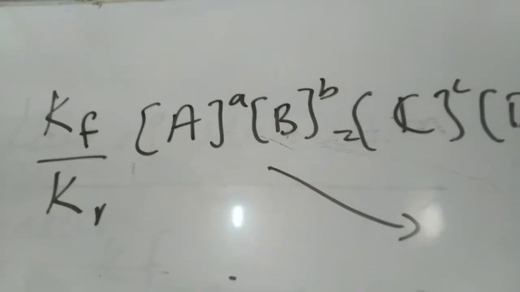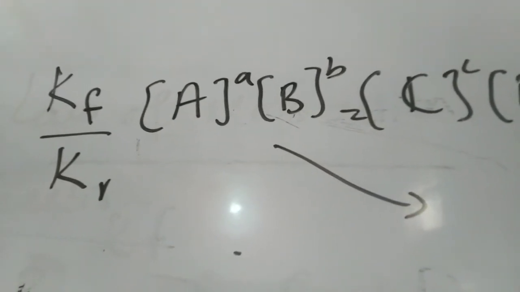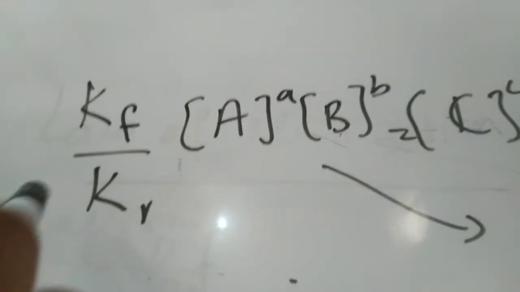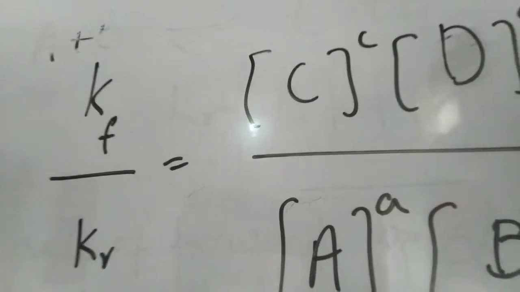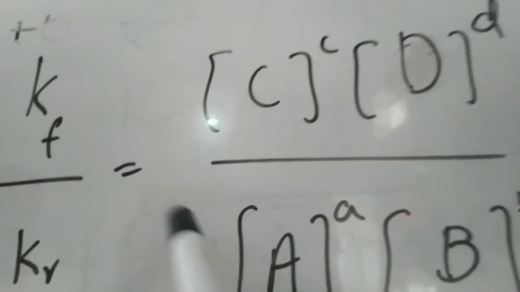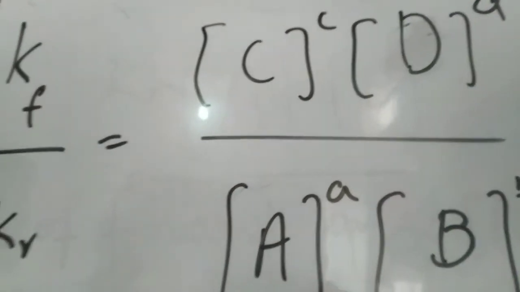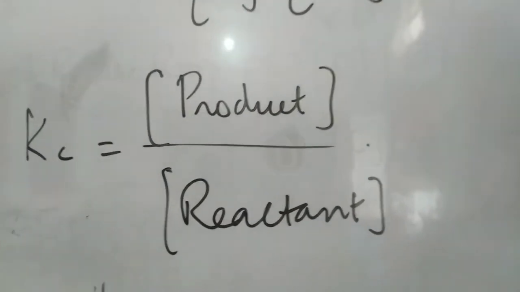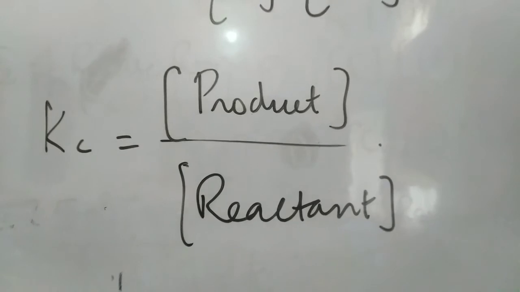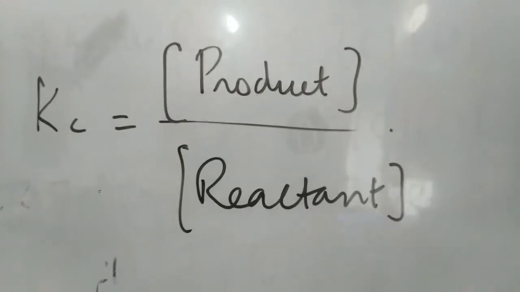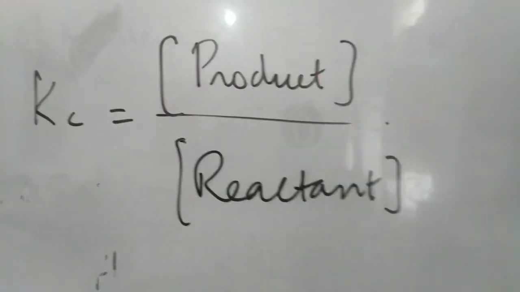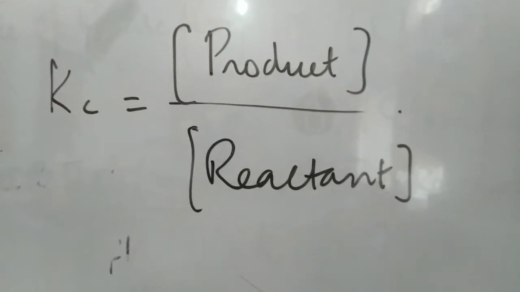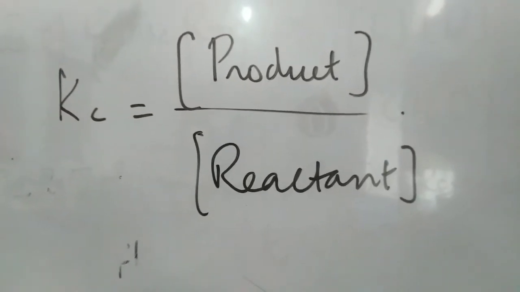What I am doing is separating these constants. So Kf over Kr is equal to the product over the reactant. So Kc will be equal to the amount of products over the amount of reactants. This is the complete derivation for any given reaction, in which if you want to find out Kc, you can do it this way.